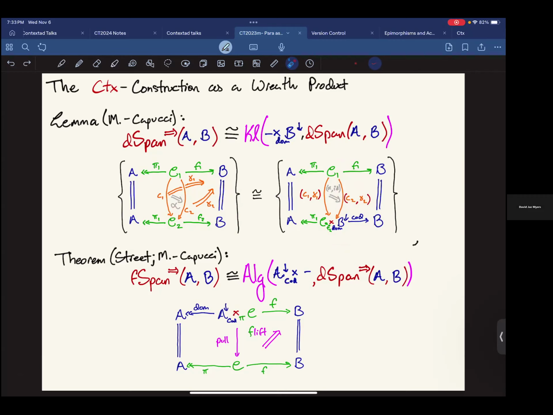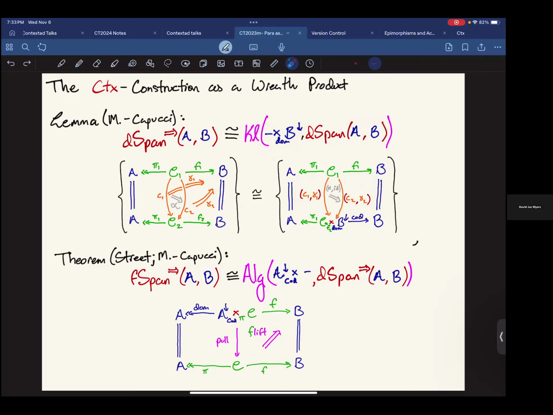So in other words, what you can see is that the two category of colax morphisms between spans is equivalent to the Kleisli category on strictly commuting spans, which these are strictly commuting, right? For the action of B arrow on the right.